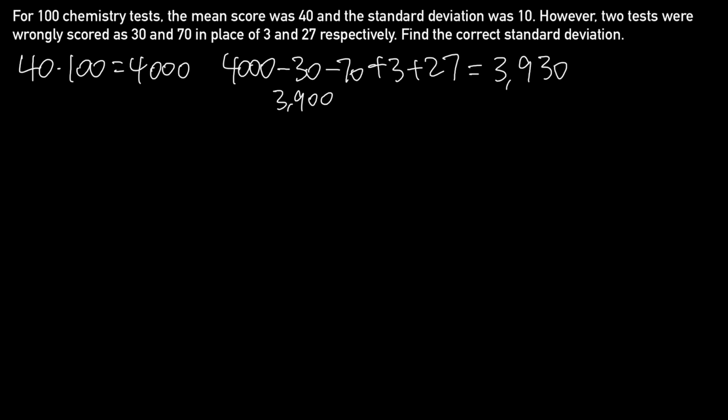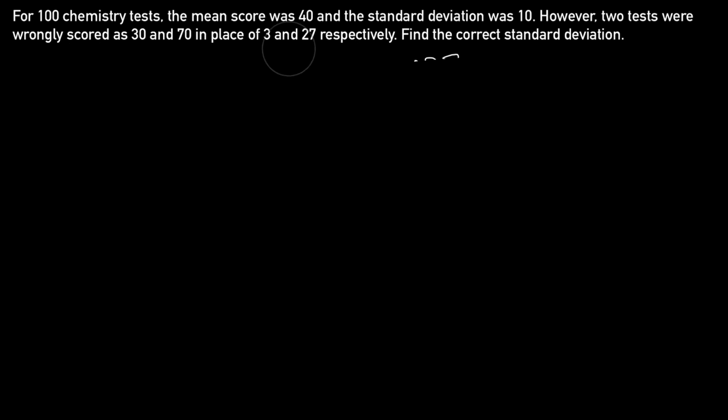3,930. And to find the correct mean, we just need to divide it by the number of terms, 100, and we get 39.3, which is the correct mean. And I'm going to write it down. So the correct mean, or average, is 39.3.